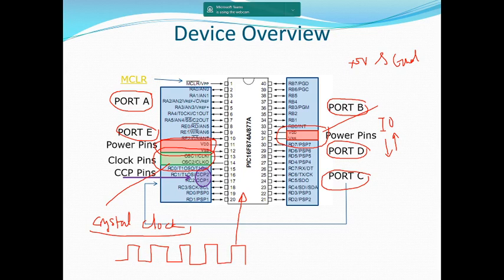So all these pins can be used as your input-output. For example, if you are going to use an LED, you connect an LED over here. This is your LED, and this is your resistor here, and this is your ground. So you can use it as an output. Also, you can use this pin as an input if you want to use a switch. So this is, for example, a switch. I forgot to write down switch here.